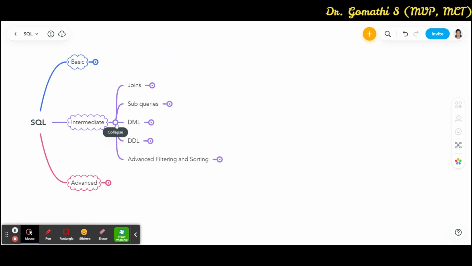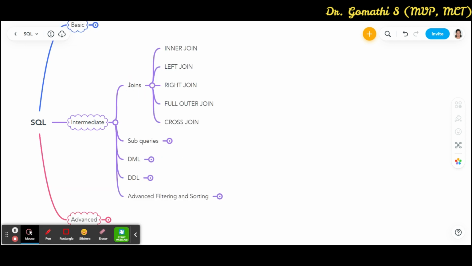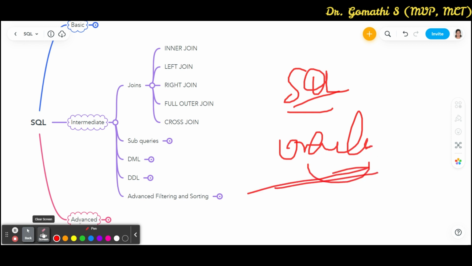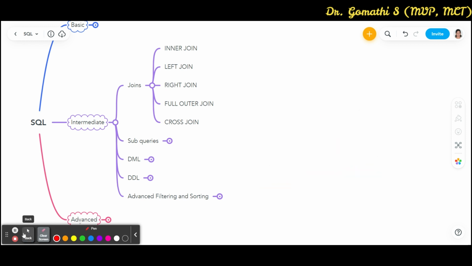And the next is the intermediate level of SQL. In intermediate, we have joins. In joins you have various types like inner join, left join, right join, full outer join, and cross join. SQL is the base for all the other things like Oracle. Even if you're using Oracle, you should know the SQL language, then only you can work with Oracle as well.